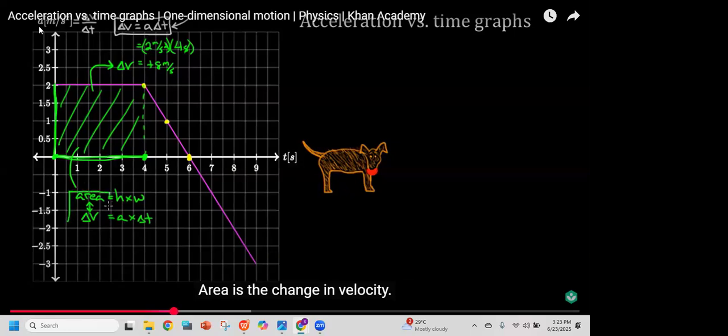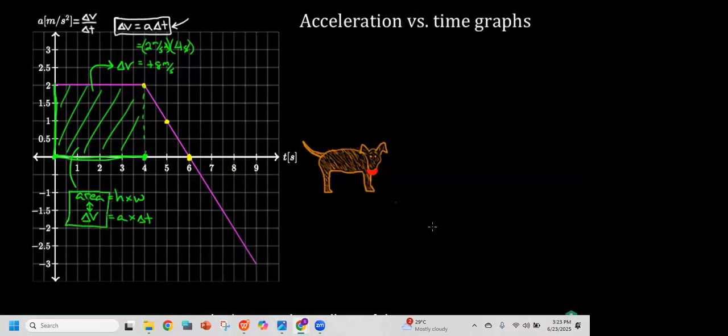Area is the change in velocity. And that's going to be really useful because when you come over to here, the area is still going to be the change in velocity. And that's useful because I know how to easily find the area of a triangle. The area of a triangle is just 1/2 base times height.